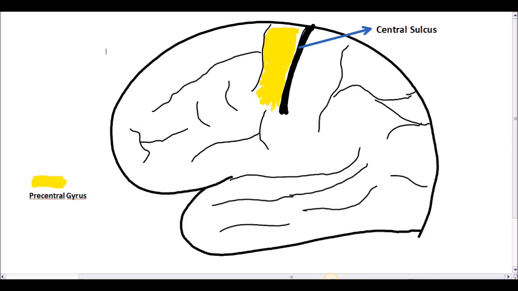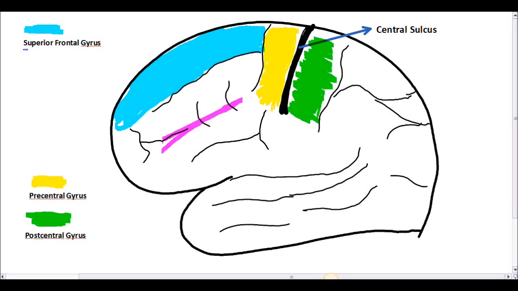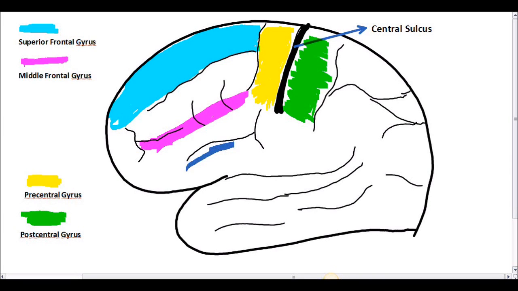Similarly, there is another mound behind the central sulcus, being highlighted for you now in green. This is behind the central sulcus, so we refer to this gyrus as the postcentral gyrus. Being highlighted for you now in blue is the superior frontal gyrus. Now being highlighted in a pinky purple is the middle frontal gyrus. And finally, below that, now being highlighted in a darker blue, is the inferior frontal gyrus.